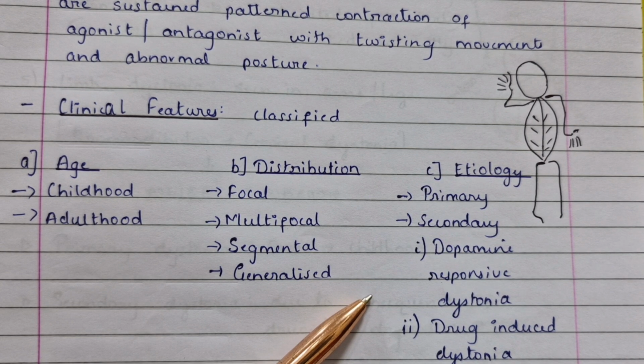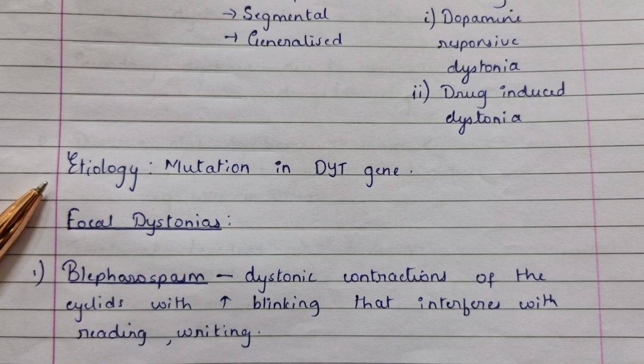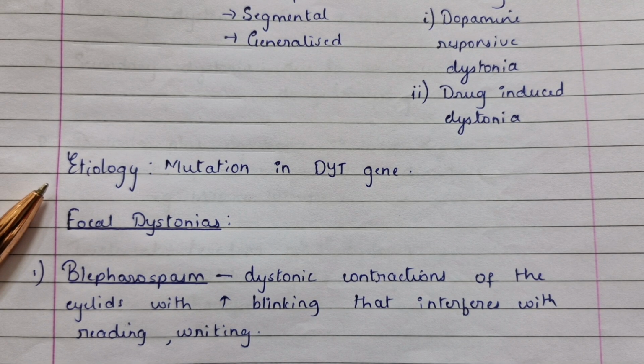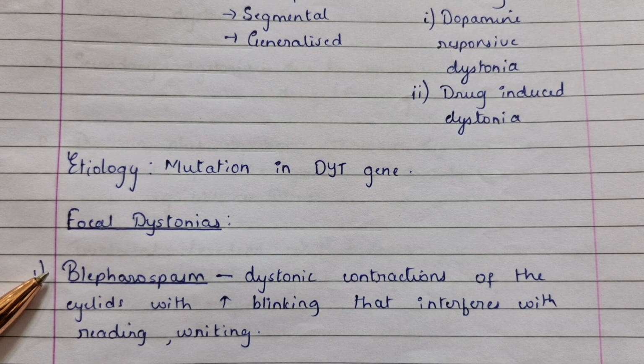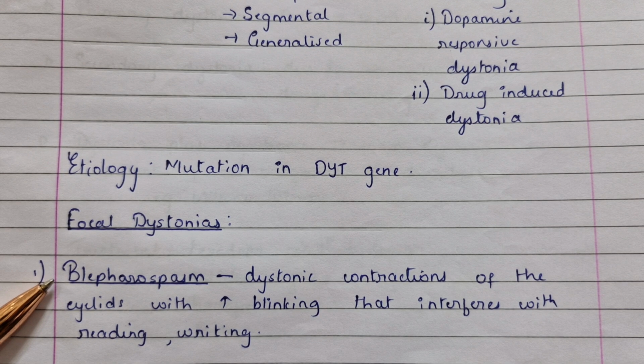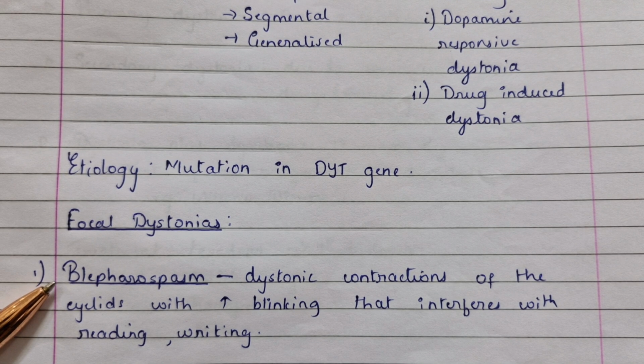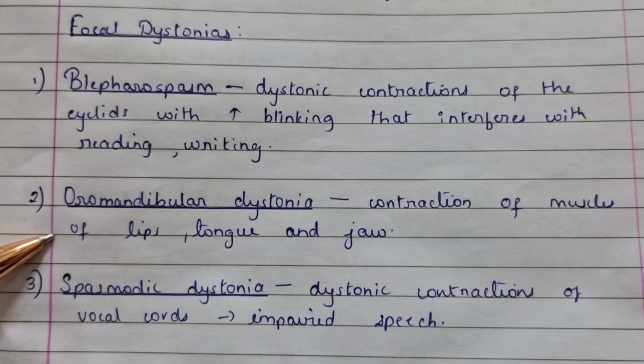Under secondary dystonia, we have dopamine responsive dystonia and drug induced dystonia. Etiology is due to mutation in the DYT gene. Under focal dystonias, we have blepharospasm. These are dystonic contractions of the eyelids with increased blinking that interferes with reading and writing.